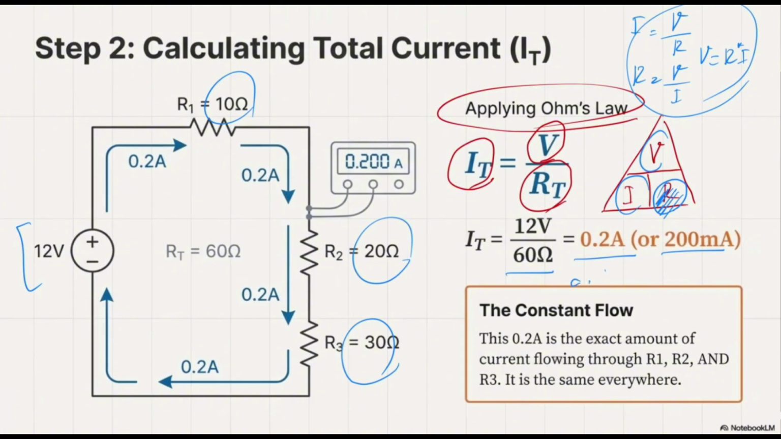Why? Because 0.2 times 10 to the power 3, each amp is going to be 1000 milliamp, so it is going to be 200 milliamp. So this constant flow, this 0.2 amp, is the exact amount of current that is going to flow through R1, R2, R3, the whole voltage source, it doesn't matter. It's the same everywhere.